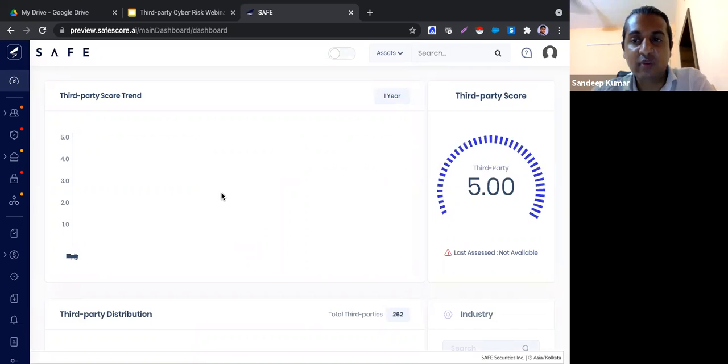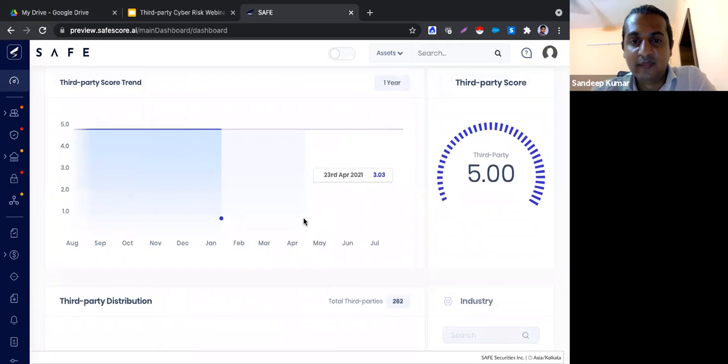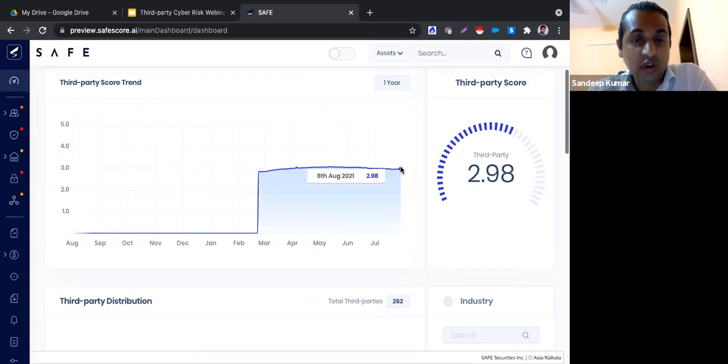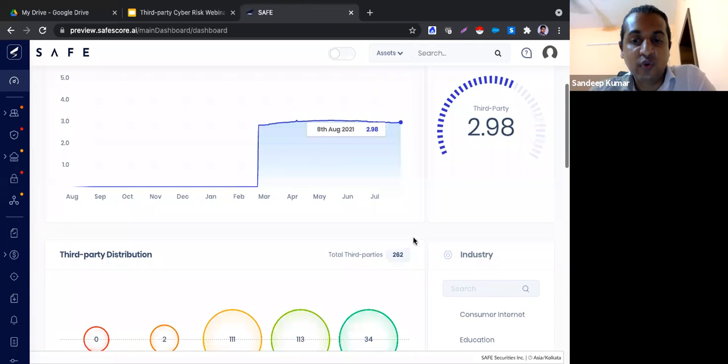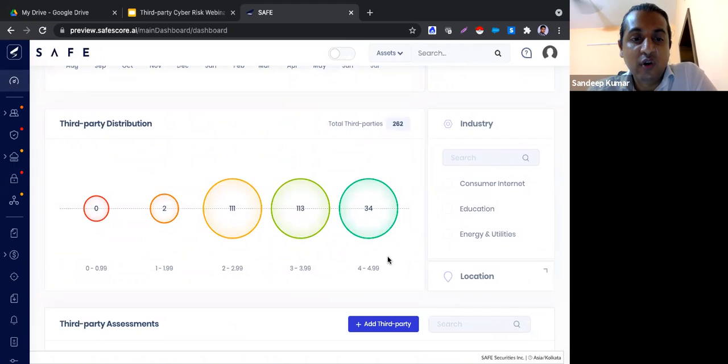All right, what you should be able to see on my screen right now is the trending in the third-party score. This dashboard shows the trending in the score of all the third parties that have been onboarded onto the platform. In this instance, there are a total of 262 third parties in the demo instance I'm showcasing. We also let organizations see the distribution of these 262 third parties across the scale of 0 to 5. How many third parties have a score between 0 and 1? How many have a cybersecurity score between 1 and 2, and so on.